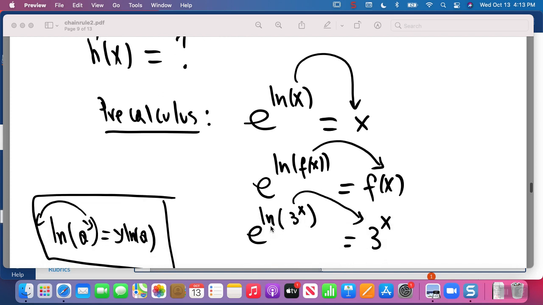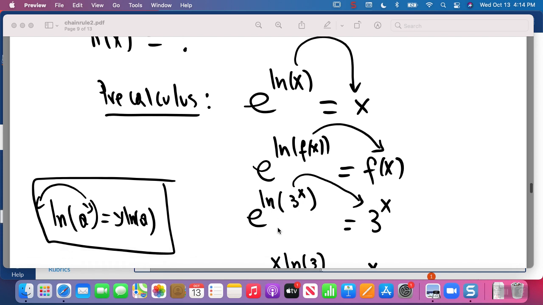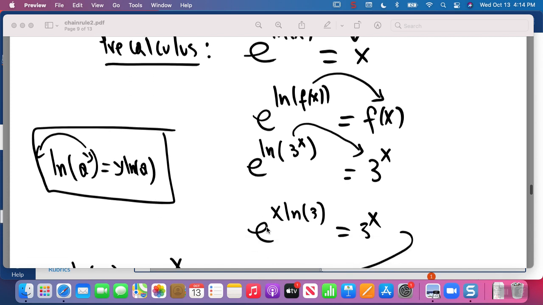So e to the ln of 3 to the x is going to be 3 to the x. So we change 3 to the x as e raised to the power ln of 3 to the x. These two are the same. They look different. But now we want to express 3 to the x as an exponential function, because we already know how to take the derivative of an exponential function. Since x is the exponent of 3, we can drop it right in front of the natural log to get e raised to the power x times ln of 3.